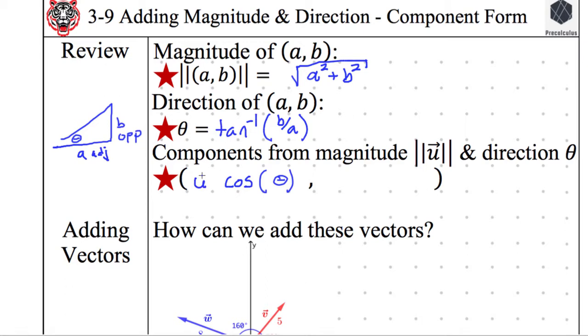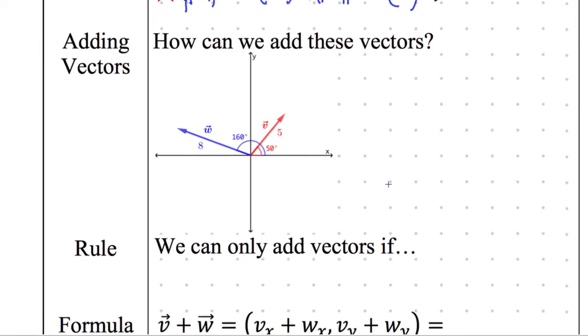So there's u, and then you put double bar, u times cosine of theta, and then how did you find the y direction? Magnitude times sine of theta. Magnitude is right there, times sine of theta. Perfect. Yeah, that's all the review that we need to know. We know how to find the x component, the y component. So let's talk about adding vectors.